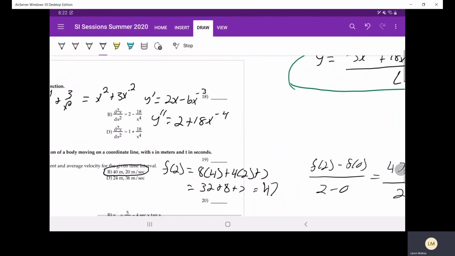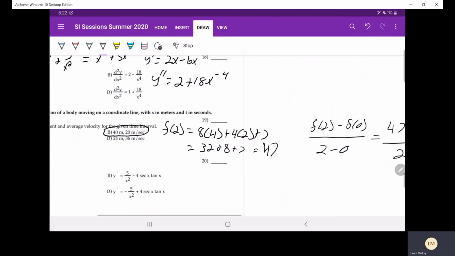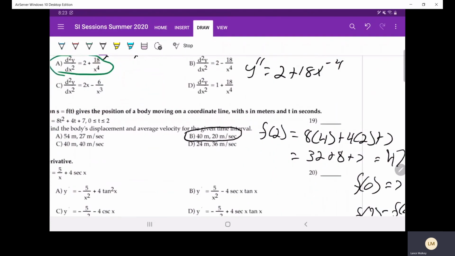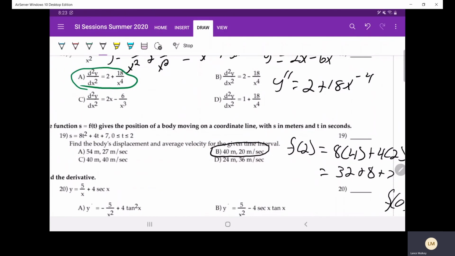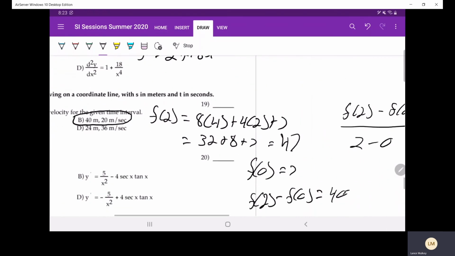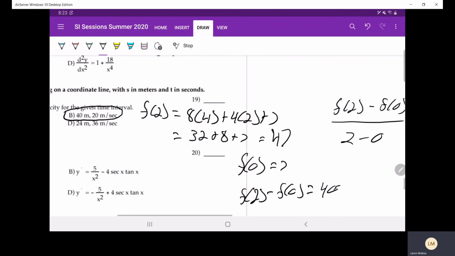Okay. That's how far he is from 0 at f of 2, but you have to take away f of 0 because that's his initial starting point, and f of 0 equals 7. Okay, f of 2 equals 47, f of 0 equals 7. So at t equals 0, he was already 7 meters away from the starting point. And then at f of 2, he's 47 meters away, but his total displacement over the interval is f of 2 minus f of 0, which is equal to 40.